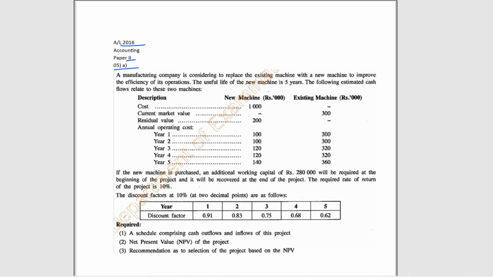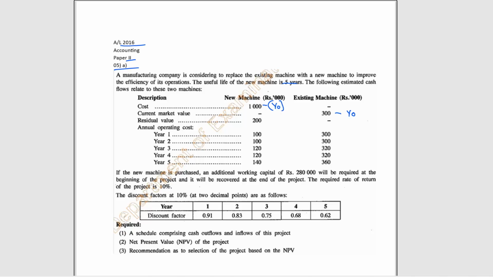The useful life of the new machine is 5 years. The following estimated cash flows related to the two machines are given below. So they have given the cost of the new machine. This is going to be a cash outflow for year 0. Then the current market value of the existing machine. If we are buying the new machine, there is no point in keeping the old machine, we have to sell it. So if we sell it, we will get that money. How much money will we get? 300,000. So it's going to be a cash inflow for year 0.